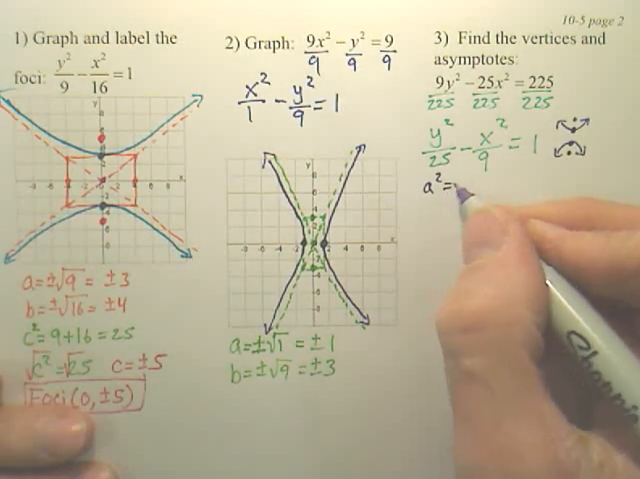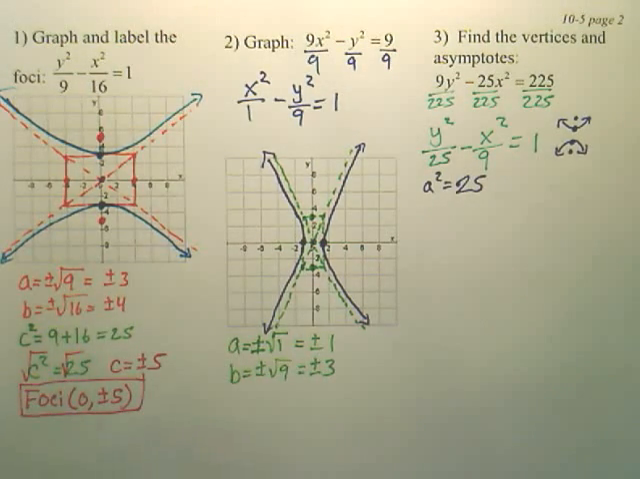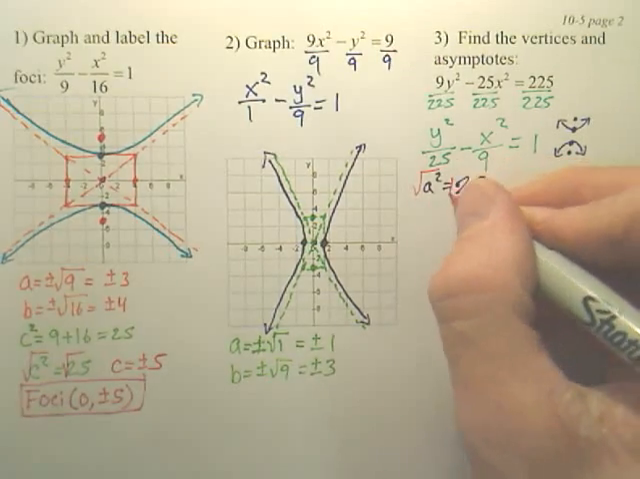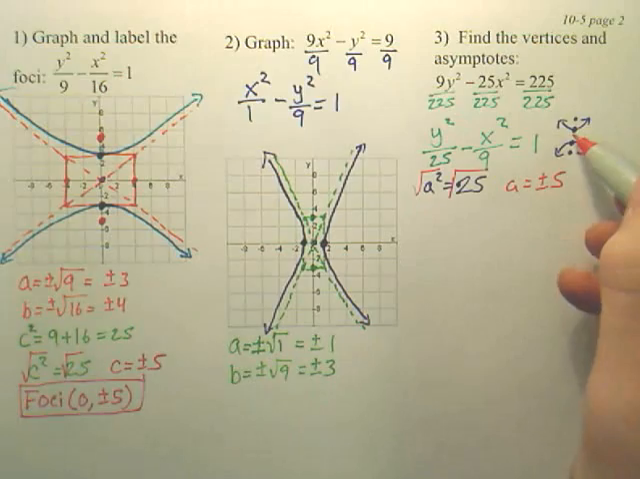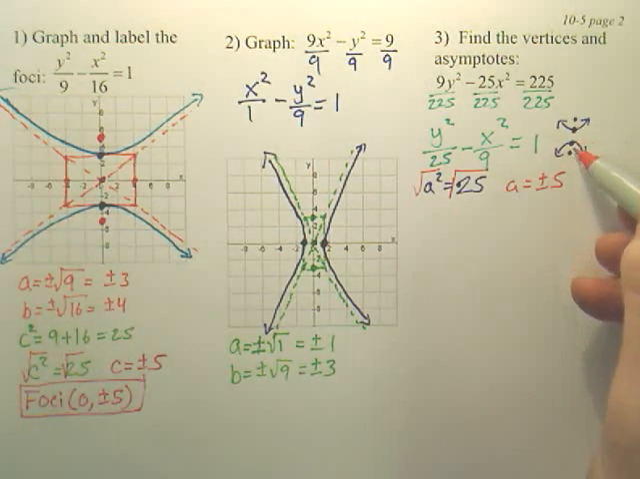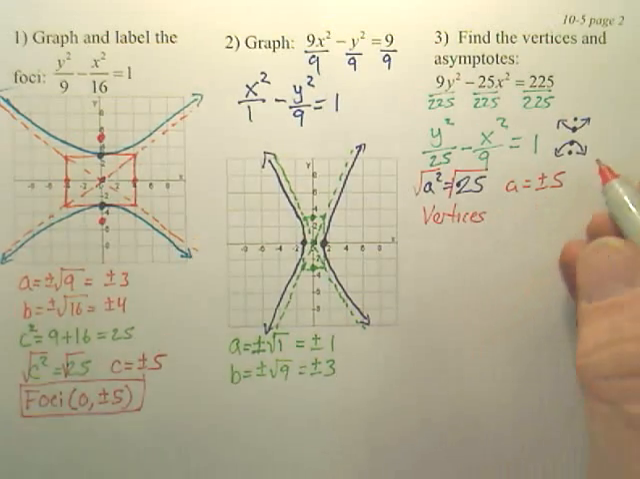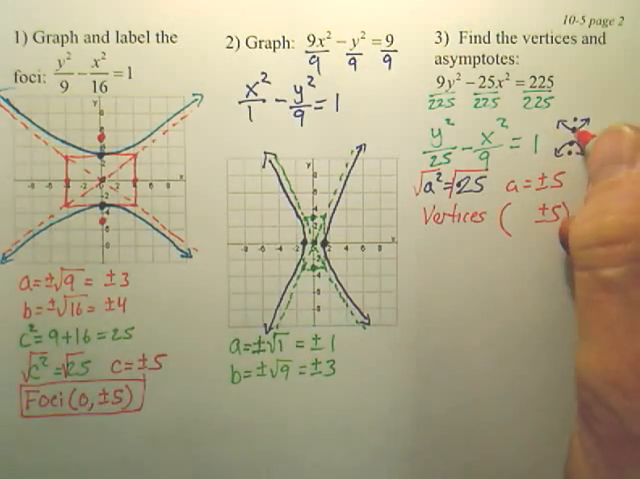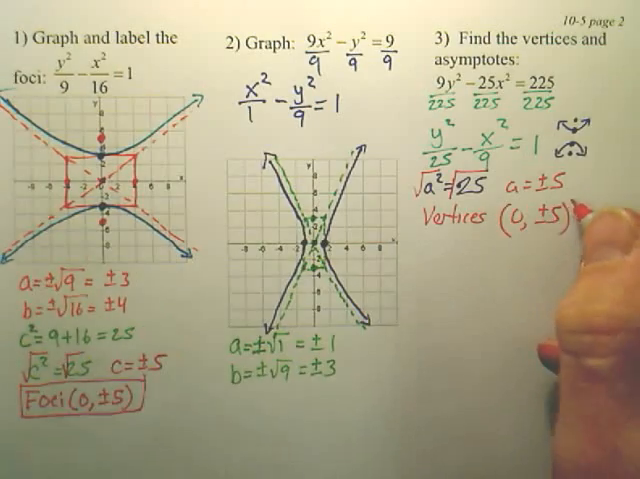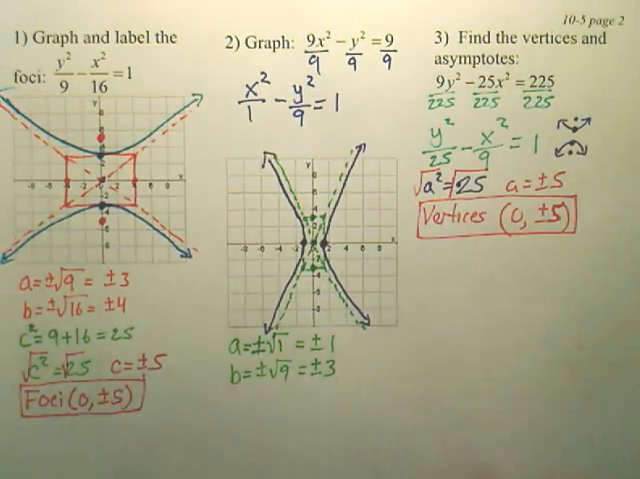Okay, to find our vertices, it's a. So a squared equals 25. So to find a, we're going to square root. So we got a equals plus or minus 5. And since the vertices are right here, that means they're up and down. We know those vertices are going to be in the y values. Again, they're going up and down. So up 5, down 5. So our vertices are like that.